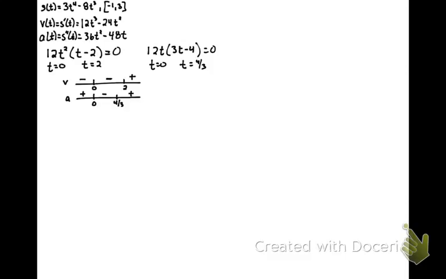And so this tells us some things about our graph. So at least at the beginning, I know that the particle is moving to the left, stops, moves to the left again until t equals 2, stops again, and then turns around and moves to the right.